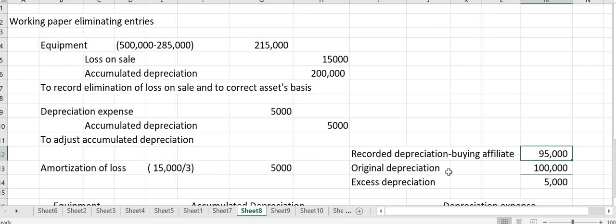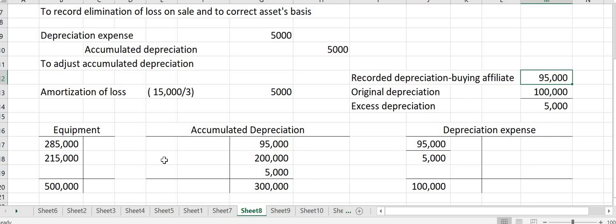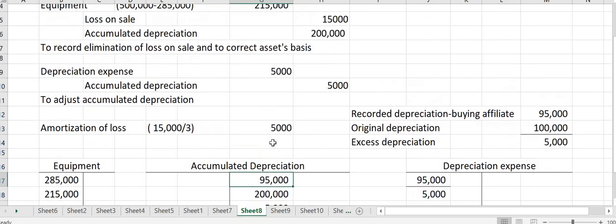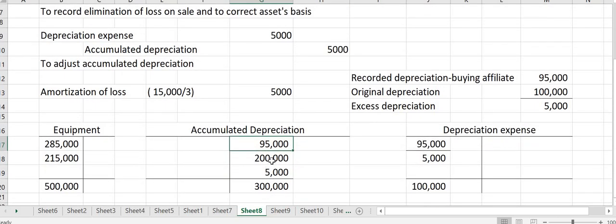Okay, so you have here the consolidated balances natin. We have equipment, we have 500,000, of course. Yung accumulated depreciation natin, we have balance in the books of the parent of 95,000. Plus yung entry natin, first entry, we have credited 200,000. And of course, to adjust accumulated depreciation, we have credited 5,000. Therefore, we have 300,000 balance. Then yung depreciation expense natin, 95,000 yung record ni parent. We have adjusted 5,000. So we have 100,000.